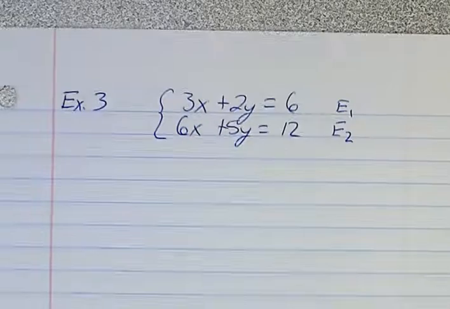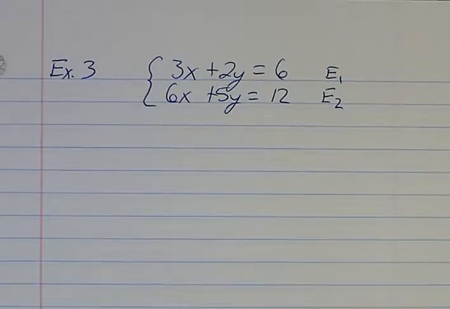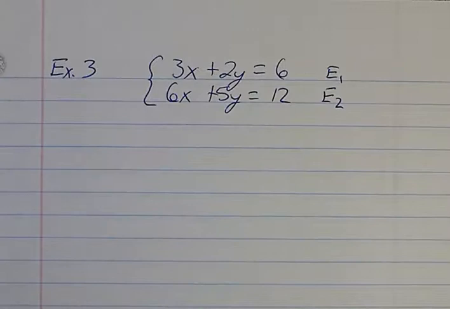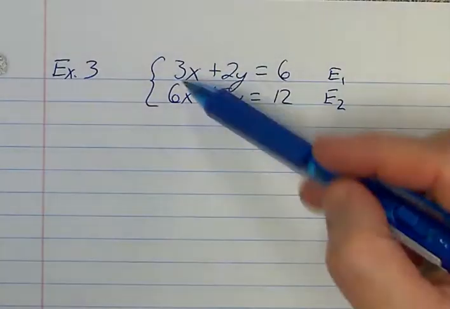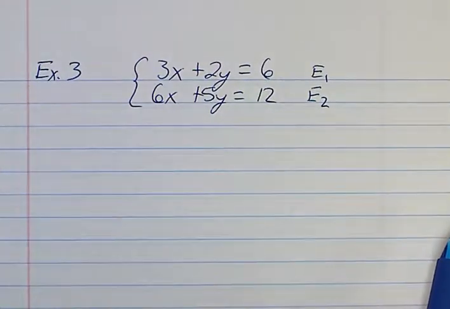Okay, so we'll go 3x plus 2y equals 6 for equation 1, and then 6x plus 5y equals 12 for equation 2. Again, we don't have the numbers to match up. 2 and 5 aren't the same numbers. 3 and 6 definitely not the same numbers. So here's what we're going to have to do for this part of it. You can do this one a couple of different ways, but here's kind of the easiest way.